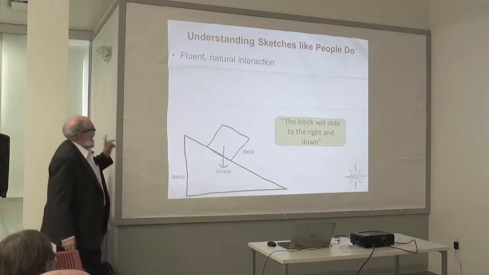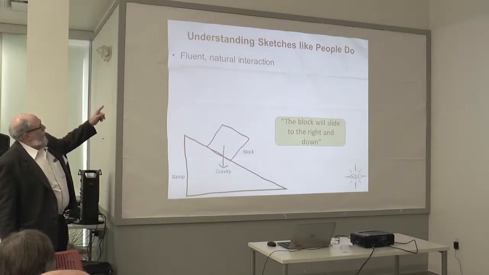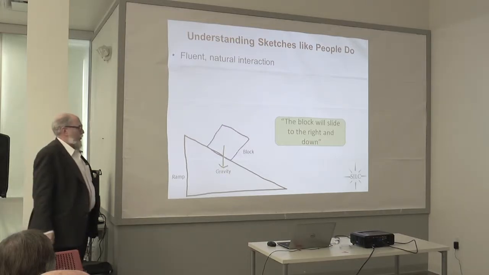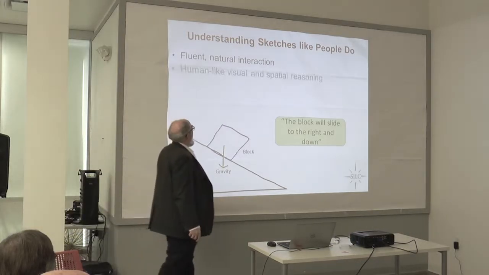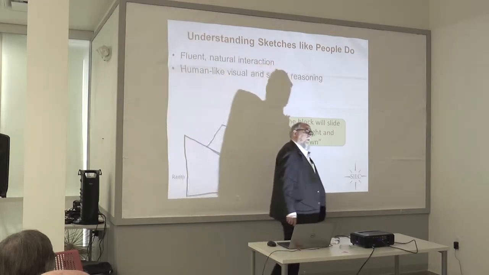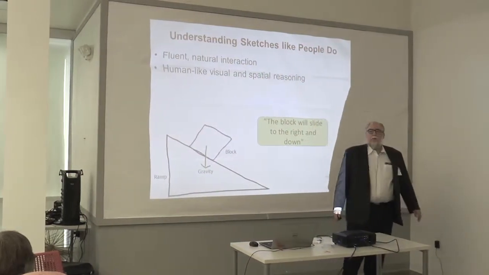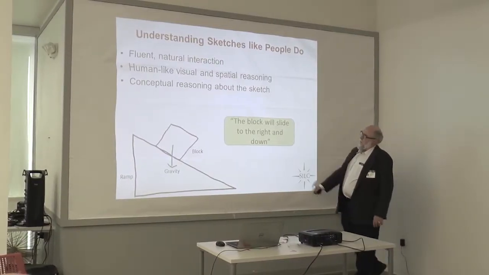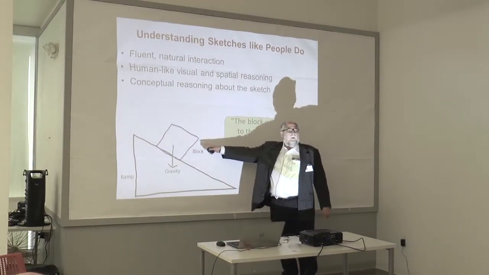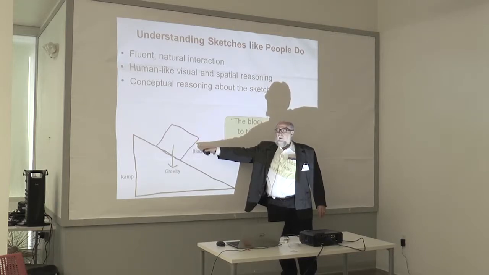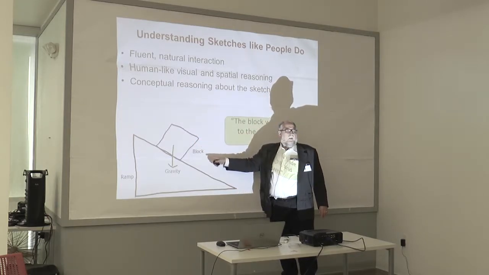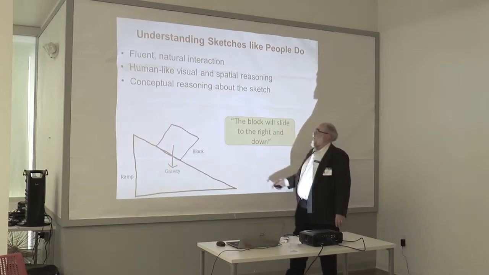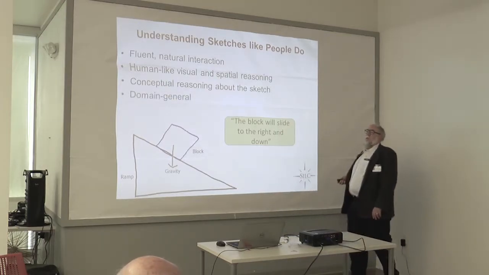And what you'd like is to have a system you can sketch with that has natural fluent interaction, the way you would with another person, human-like visual and spatial reasoning, so again, it understands things, conceptual reasoning about the sketch. You didn't have to have a bunch of numerical values here to do a simulation. You just knew what it would do qualitatively in simple conceptual terms, and you want it to be domain general.